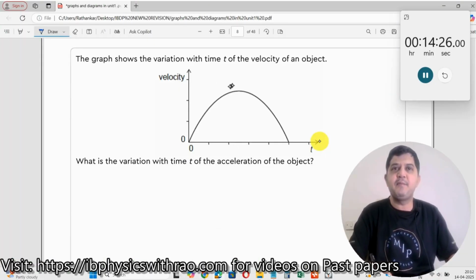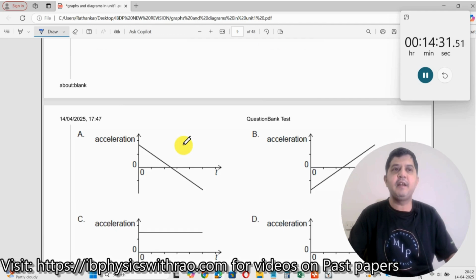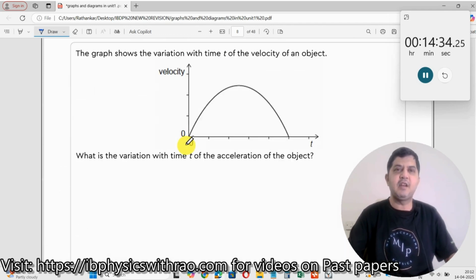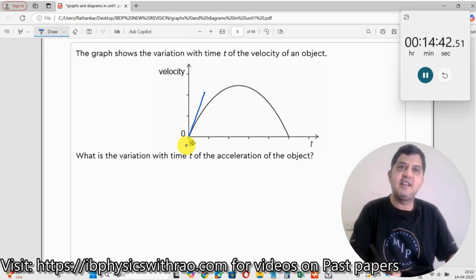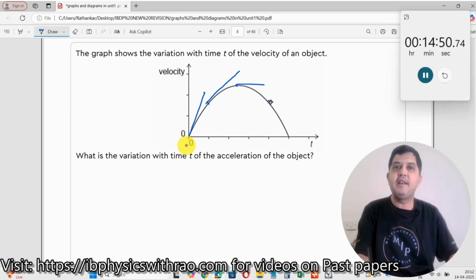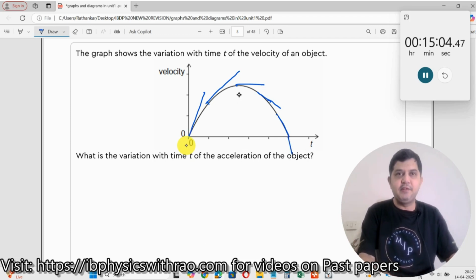The graph shows the variation with time t of the velocity of an object. What is the variation with time t of the acceleration of the object? A v-t graph is given. Find out the a-t graph. Many of them think, okay, how to solve this? Many make a mistake over here. Now, when the particle is going like this, look at the graph here. What is the acceleration here? Acceleration is very high. What is the acceleration at this point? Acceleration is reducing. What is the acceleration at this point? Acceleration is 0. Again, what's happening? Acceleration is 0. Acceleration is a little bit lower on the negative side, and here acceleration is increasing on the negative side, right? So somewhere acceleration is decreasing, becomes 0, then acceleration is increasing.